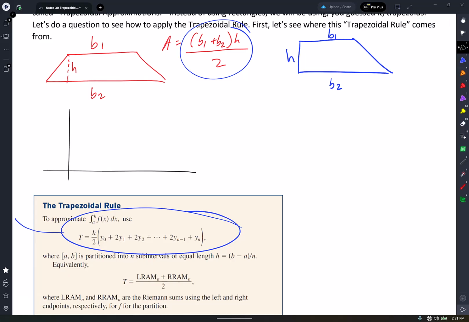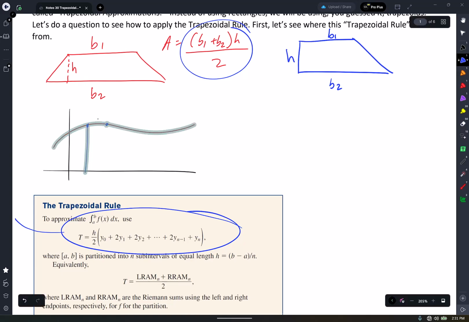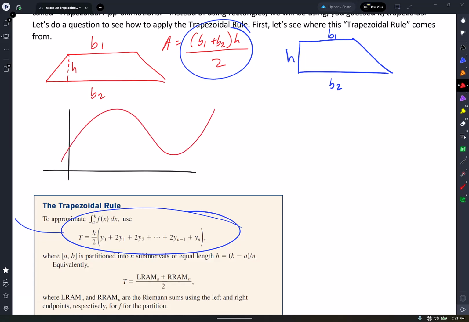I'm going to draw just a random curve, and I'm going to put 4 trapezoids. Let me exaggerate it so we can see the trapezoids better. Point here, point there, point here, point here. All right, so here are trapezoids. Point on the curve, connect. Point on the curve, connect. Point on the curve, connect.